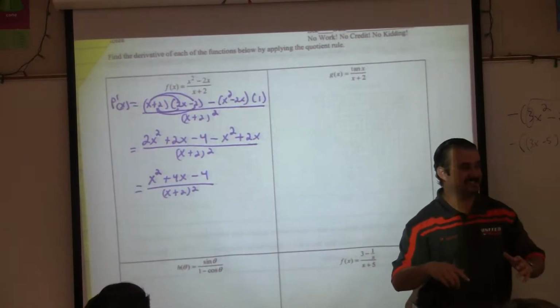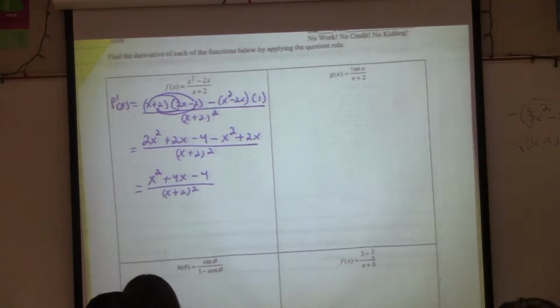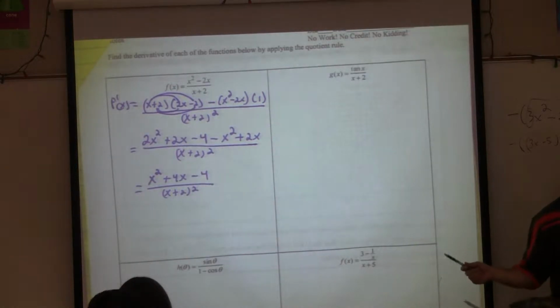And then that's going to tell us the concavity of the curve. Like it's going to tell us whether the first derivative is increasing or decreasing based off of the sign of the second derivative.